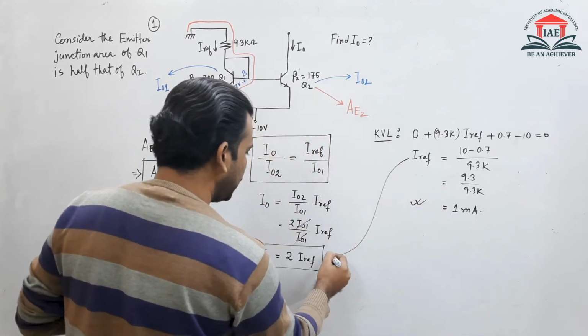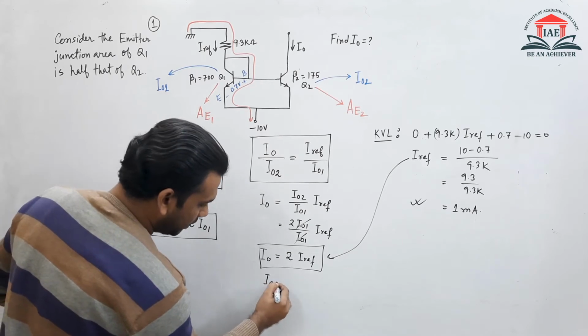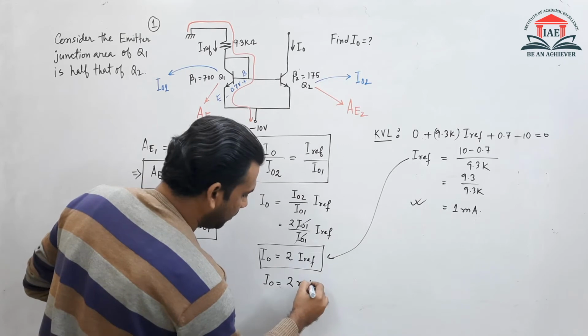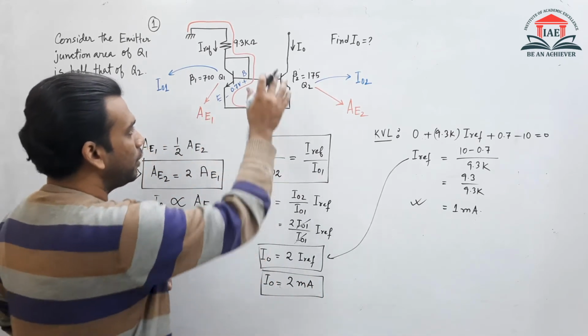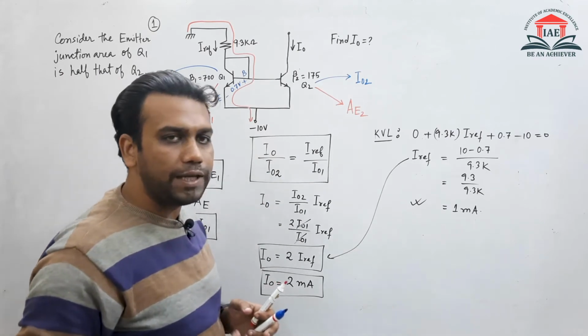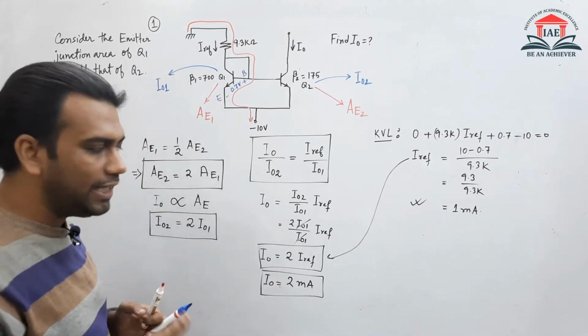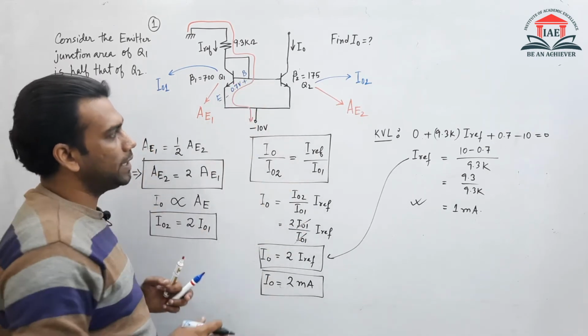Just put this value here, you will get the value of I0, that is the output current. So output current will be 2 into 1 milliampere, so 2 milliampere. So this is the value of I0 for this circuit. In this way, by using the concepts that we have discussed in the earlier videos, we can find the output current of this current mirror circuit.